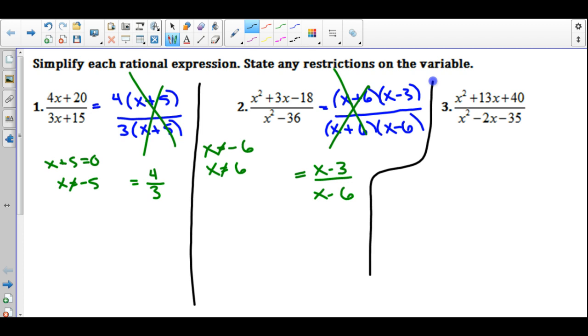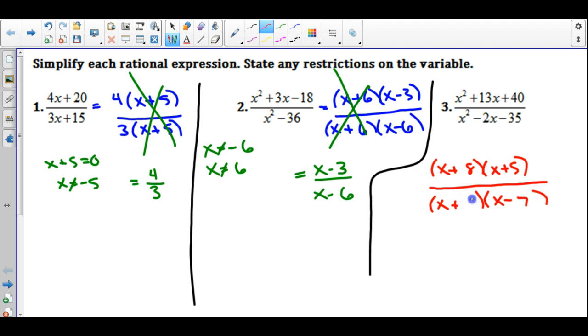And then lastly, another one we're going to have to factor first. Factors of 40 that add up to 13 would be 8 and 5. And on the denominator, my factors of negative 35 that add up to negative 2, again, one is positive, one is negative, and that's because the 35 is negative. And then the greater of my two factors has to be negative, so that'll be 7 times 5. So negative 7 times positive 5 is negative 35, and negative 7 plus 5 is negative 2.